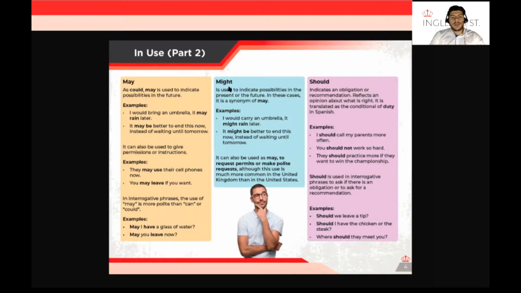Okay, let's continue with might. Might is used to indicate possibilities in the present or the future. In these cases, it is a synonym of may. So once again, may, might, very similar. Examples: I would carry an umbrella. It might rain later. It might be better to end this now instead of waiting until tomorrow. As you can see, we have the same examples of may in might, because they are very similar. In fact, you, Gonzalo, made the sentence using might.